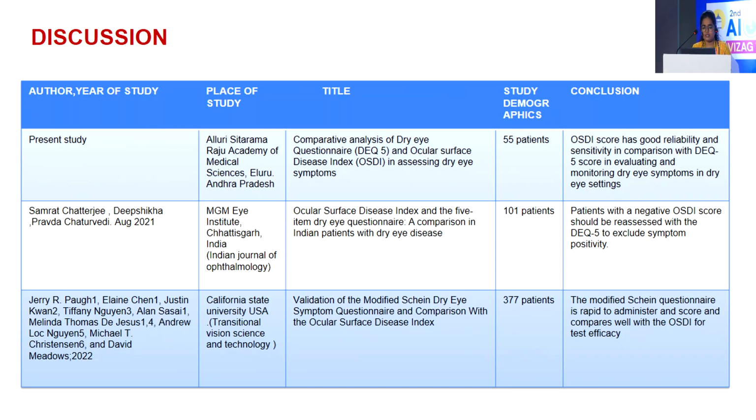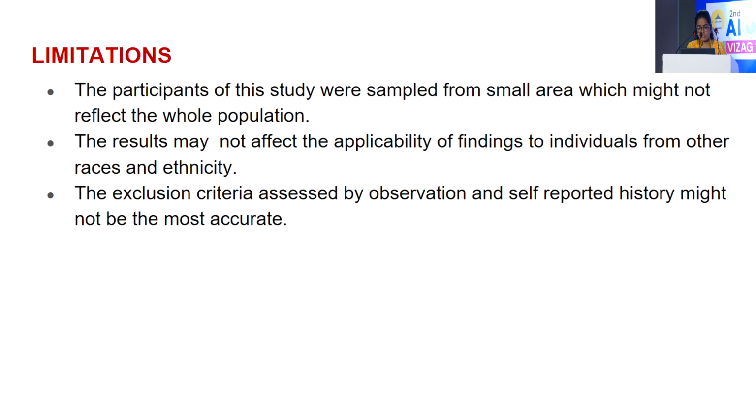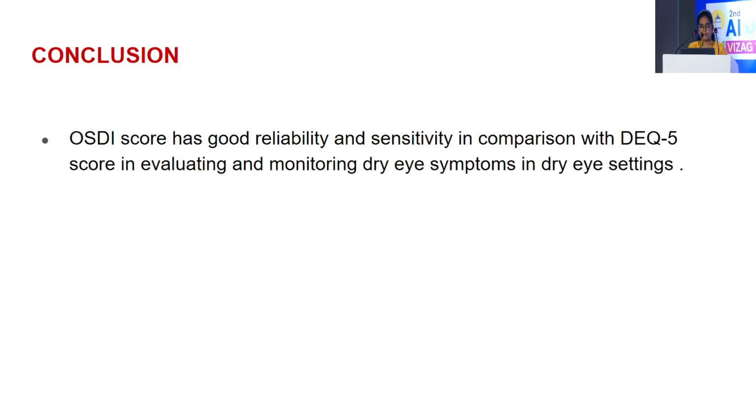And our study, which was done in Alluri Sitarama Raju Institute of Medical Sciences, Andhra Pradesh, has limitations in that the patients of this study were sampled from a small area, which might not reflect the whole population. The results may not affect the applicability of findings to individuals from other races and ethnicity. The exclusion criteria were assessed by observation and self-reported history, which might not be the most accurate.